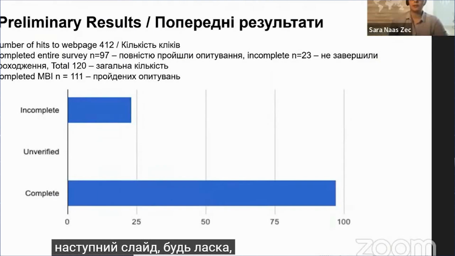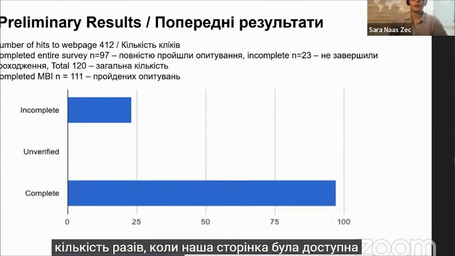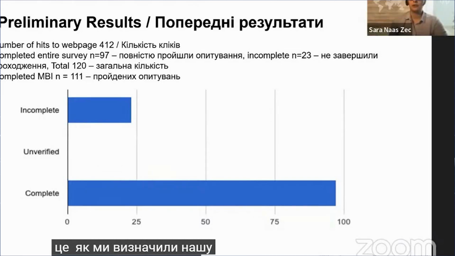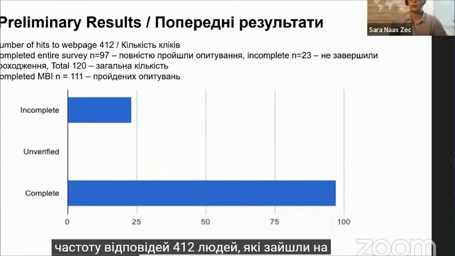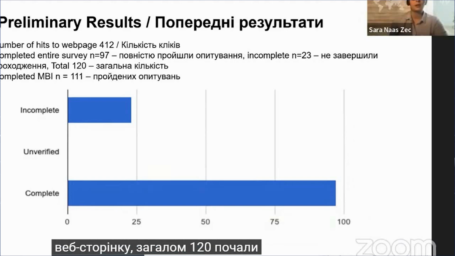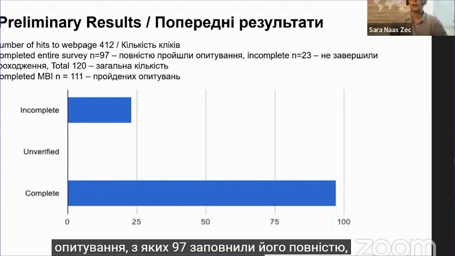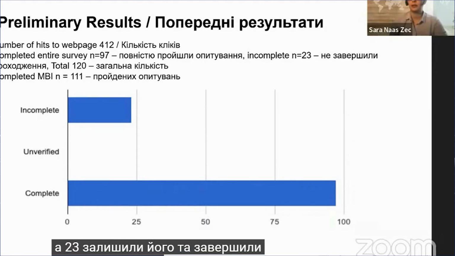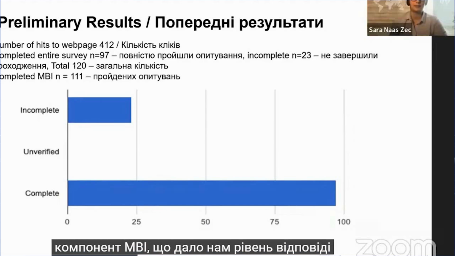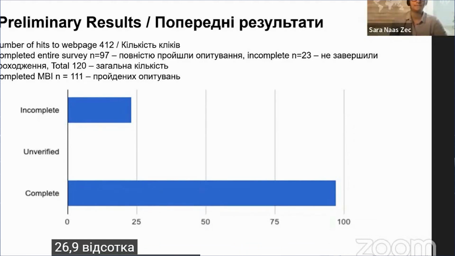Through this, we were able to measure the number of times our page was accessed. This is how we determined our response rate. Of the 412 people who entered the webpage, a total of 120 started the survey, of which 97 completed it fully and 23 left it incomplete. Of this number, 111 completed the MBI component, giving us a response rate of 26.9%. Next slide, please.